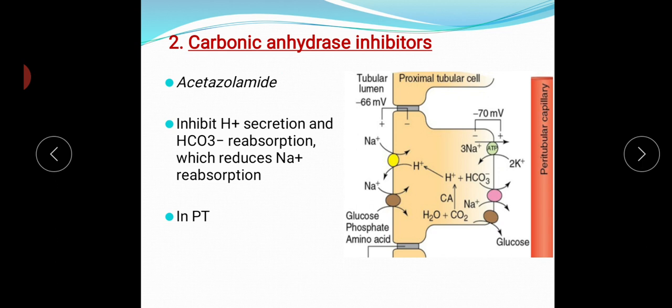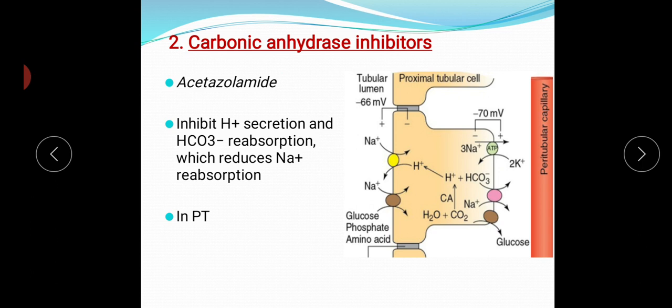The next group of diuretics are the carbonic anhydrase inhibitors. Again, these diuretics act over the proximal tubule. Now you know this term, carbonic anhydrase. Basically, it is an enzyme whose main function is to form carbonic acid from H2O and carbon dioxide.